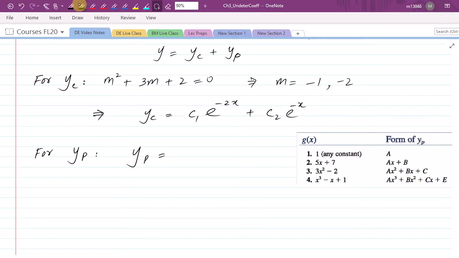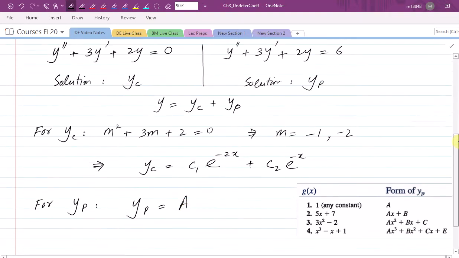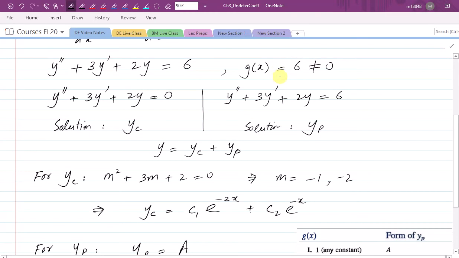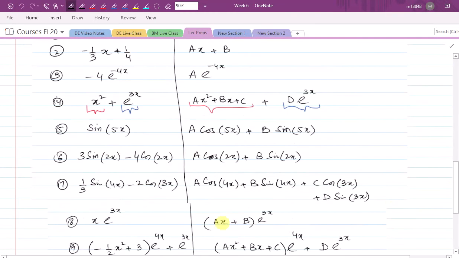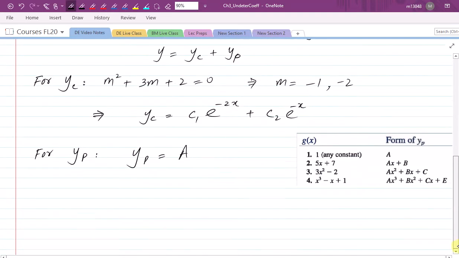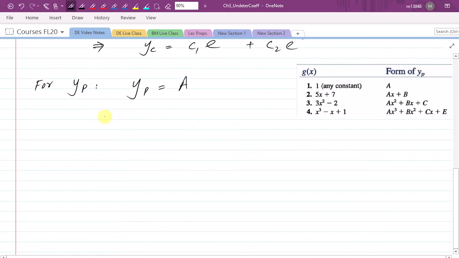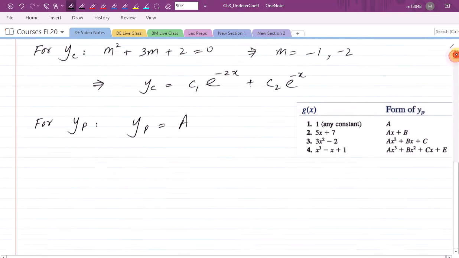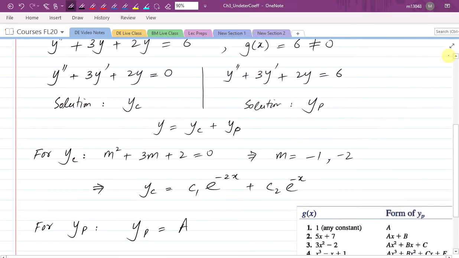So in our case, it is very easy. It is simply a, because our g of x is 6, constant. So that comes in the first category, right? So if yp is constant, then what next do we need to do? First we put it equal to 0 and find yc, so that we have got one solution, which is the homogeneous part solution. Now we are going to use the complete equation with equal to 6.